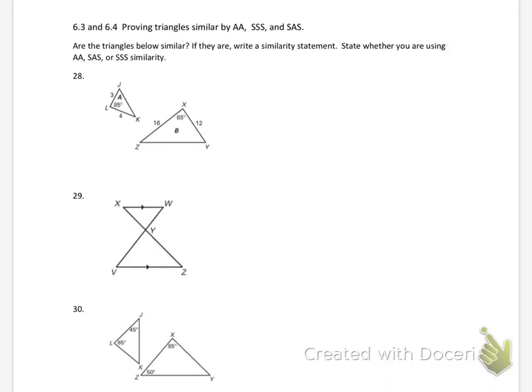Okay, in this video we're going to go over 6.3 and 6.4 for the Ryken Geometry Final. So here we're proving triangles similar by angle, angle, side, side, side, and side, angle, side.